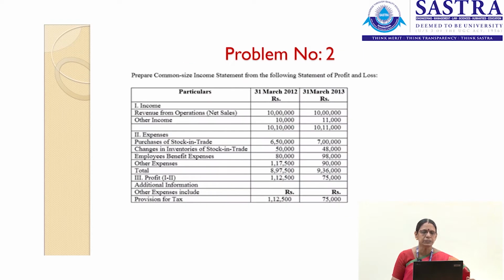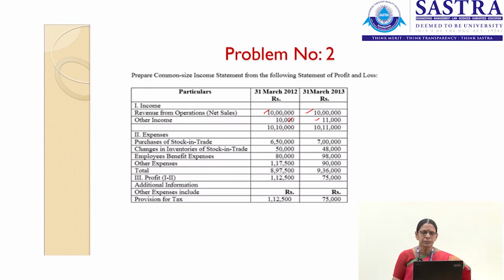We shall pass on to the second one. Prepare a common size income statement from the following statement of profit and loss. We have income, same way we have revenue from operations 10 lakhs for your 2012 and 13 respectively. Other income we have 10,000 and 11,000.